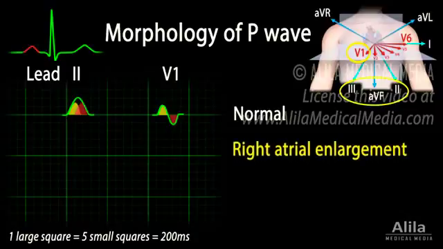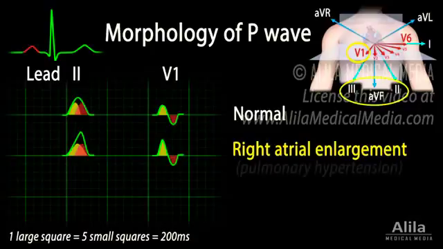In right atrial enlargement, depolarization of the right atrium lasts longer than normal and its waveform extends to the end of that of the left atrium. This results in a P-wave that is taller than normal, more than 2.5 small squares. Its duration remains unchanged, less than 120 milliseconds. In V1, this is seen as a taller initial positive deflection of the P-wave, more than 1.5 small squares. Right atrial enlargement is usually due to pulmonary hypertension.